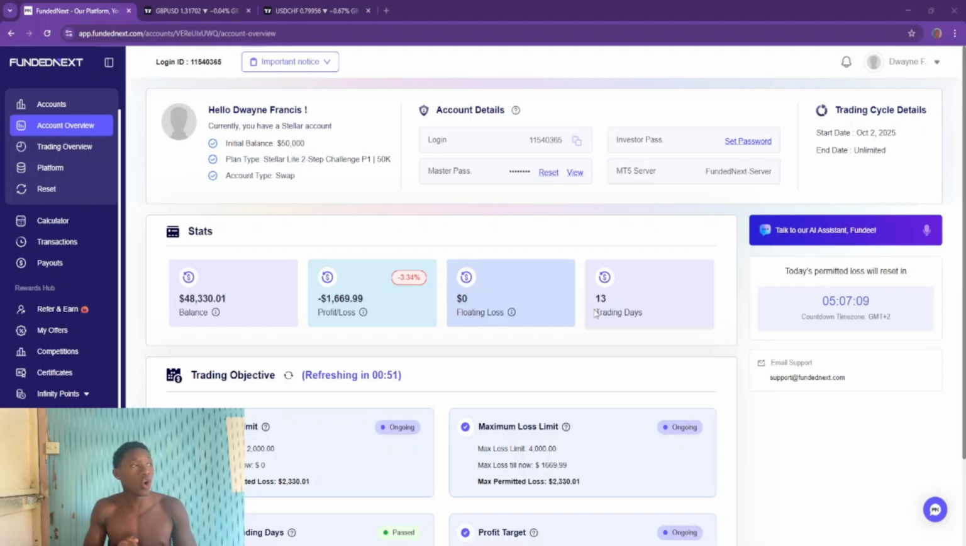Today we won almost $500 on the account. So we're up 1%, close to 1%. Yesterday we were in a 4.11% drawdown. Today we're in a negative 3.34% drawdown. So we're actually coming up on the account and gaining momentum.